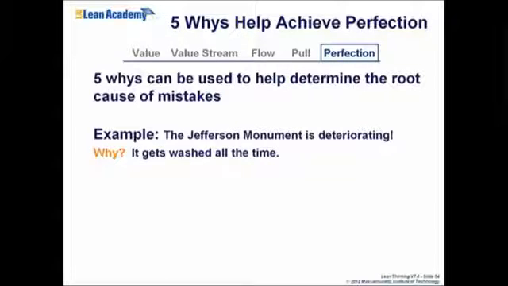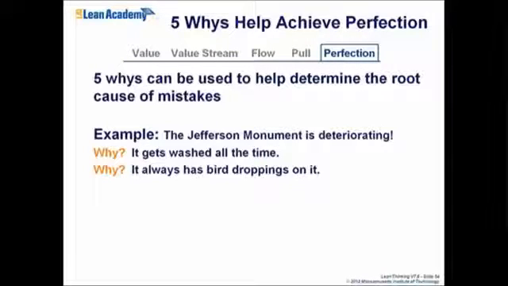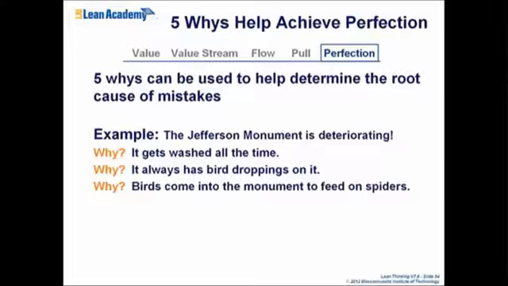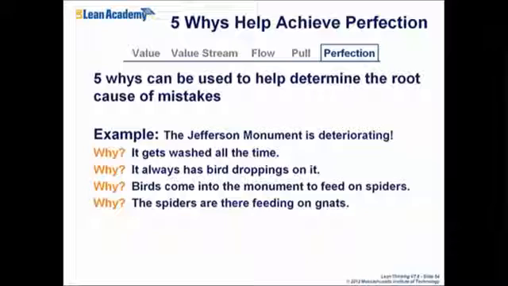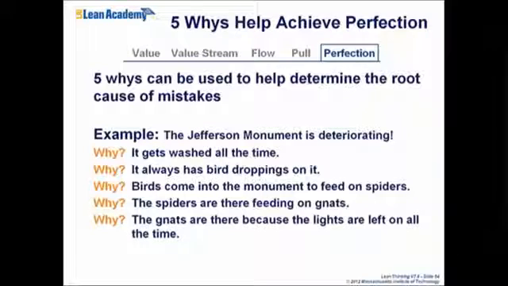Why is the Jefferson Monument deteriorating? Because they wash it all the time. Why is it washed all the time? Because it has bird poop on it. Why is there bird poop? Well, because the birds are eating the spiders. Why are there spiders? Because they're eating gnats. Why are there gnats? Because the lights are on all the time.